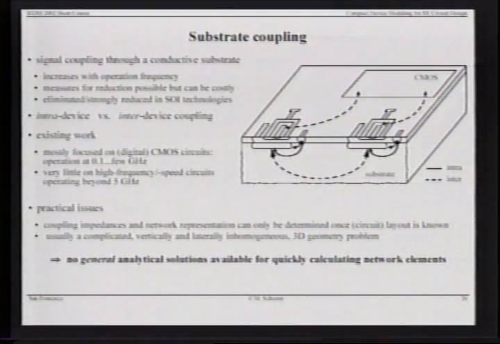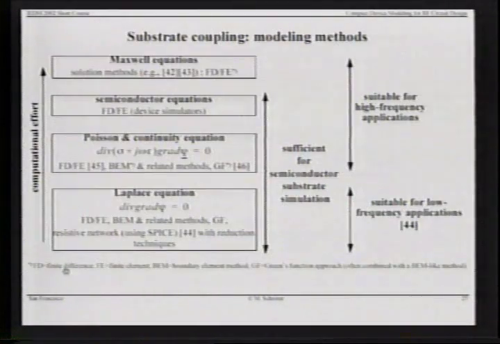The other point is that the coupling itself is usually a very complicated three-dimensional problem. It's not as easy as it looks in the first place. It is really difficult to calculate compact analytical equations as a function of geometry. And there are, in fact, no general solutions right now available that we can apply to compact modeling.